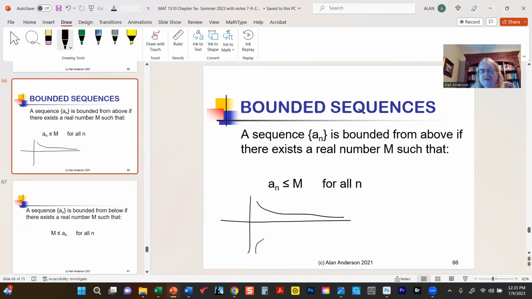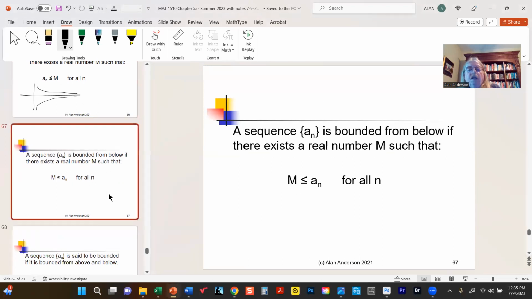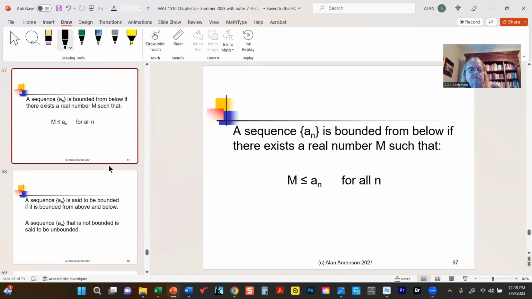Or if it's going up, there's some value within outside of which it will not fall. And the same thing is true from below. It can be bounded from above, it can be bounded from below. What that implies then is that there's some limit. In other words, it doesn't diverge.